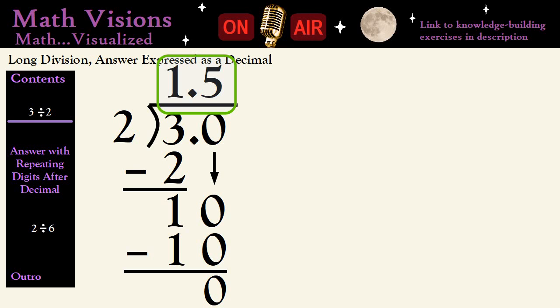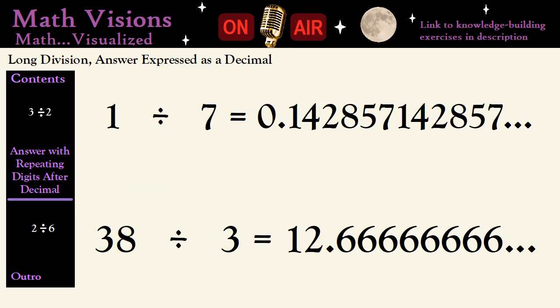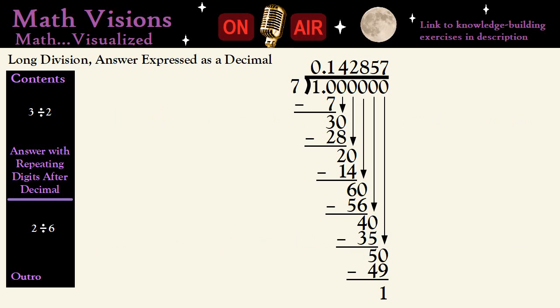Let's talk about cases when the digits after the decimal in our answer repeat themselves in a predictable pattern, such as 1 divided by 7 or 38 divided by 3. In problems such as these, you'll keep ending with the same remainder or the same remainders in a set pattern. For 1 divided by 7, the remainders 3, 2, 6, 4, 5, and 1 will repeat in the same order if you work the problem beyond the first 6 digits after the decimal.